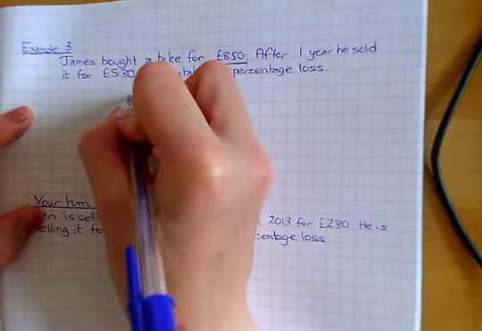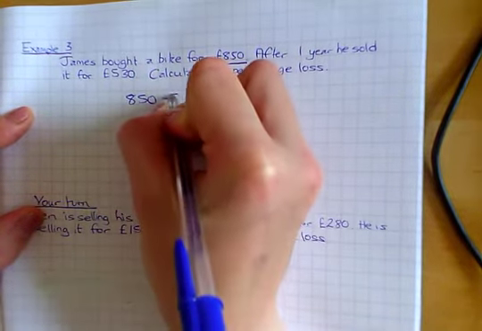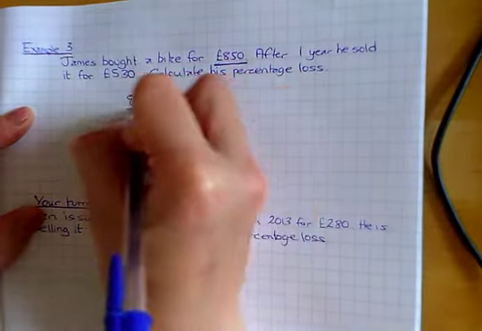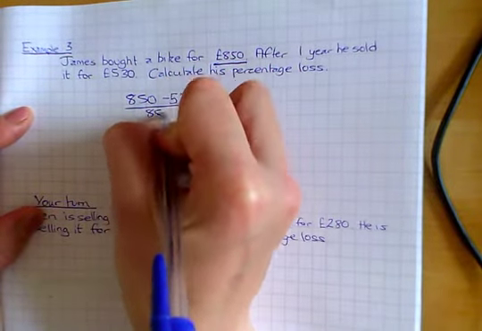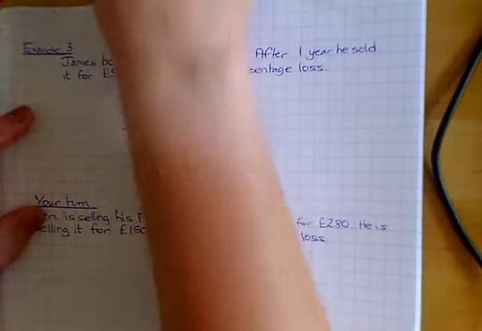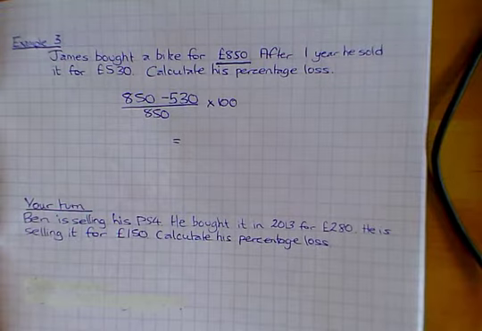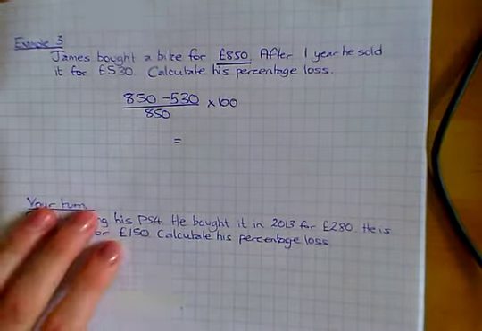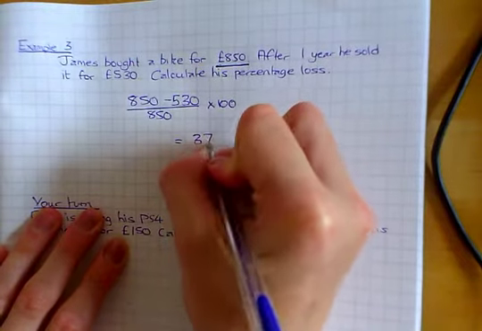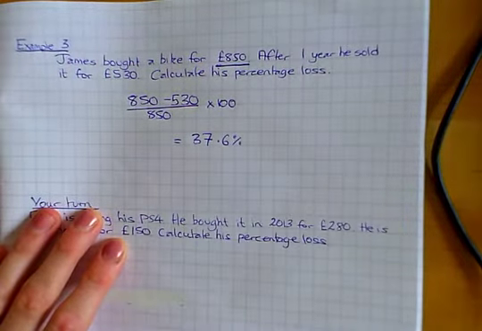So the percentage change is 850, take away 530, divided by 850. All of that times by 100, and that would give you an answer of 37.6% to 3 significant figures.